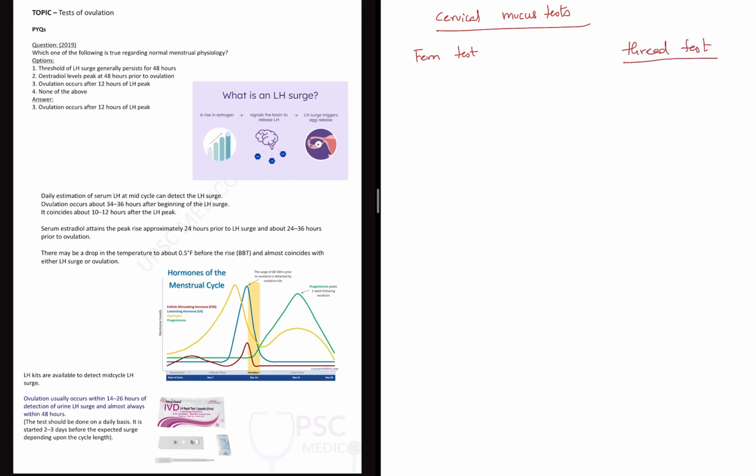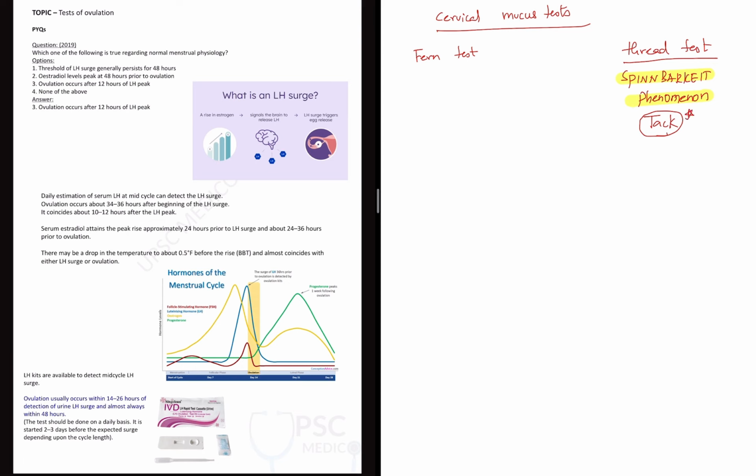See, the thread test is also known as the Spinnbarkeit phenomenon, sorry if I pronounce it wrong. Please, important: Spinnbarkeit phenomenon is not the Fern test. Spinnbarkeit phenomenon is the thread test. And one more thing we always tend to confuse is a mechanism called tack or tacking. It also comes in the thread test. Then what is the Fern test?